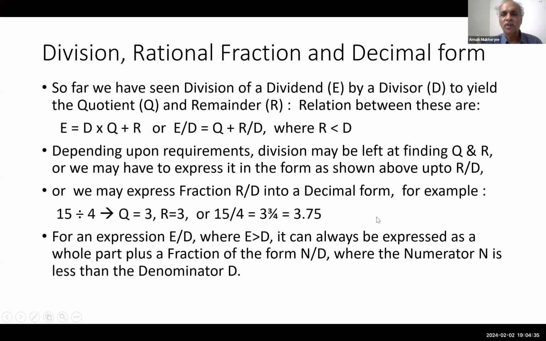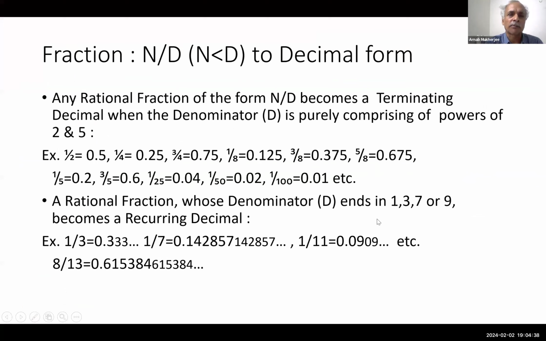So is it clear? It is all regular mathematics. Now, any rational fraction of the form N by D: we are going to the characteristics of the fractions we get. N by D becomes a terminating decimal when the denominator comprises purely powers of 2 and 5, because it is a decimal system, and 10 has two factors, namely 2 and 5. So we get, like this, half is equal to 0.5 and 1/4 is 0.25 and so on.